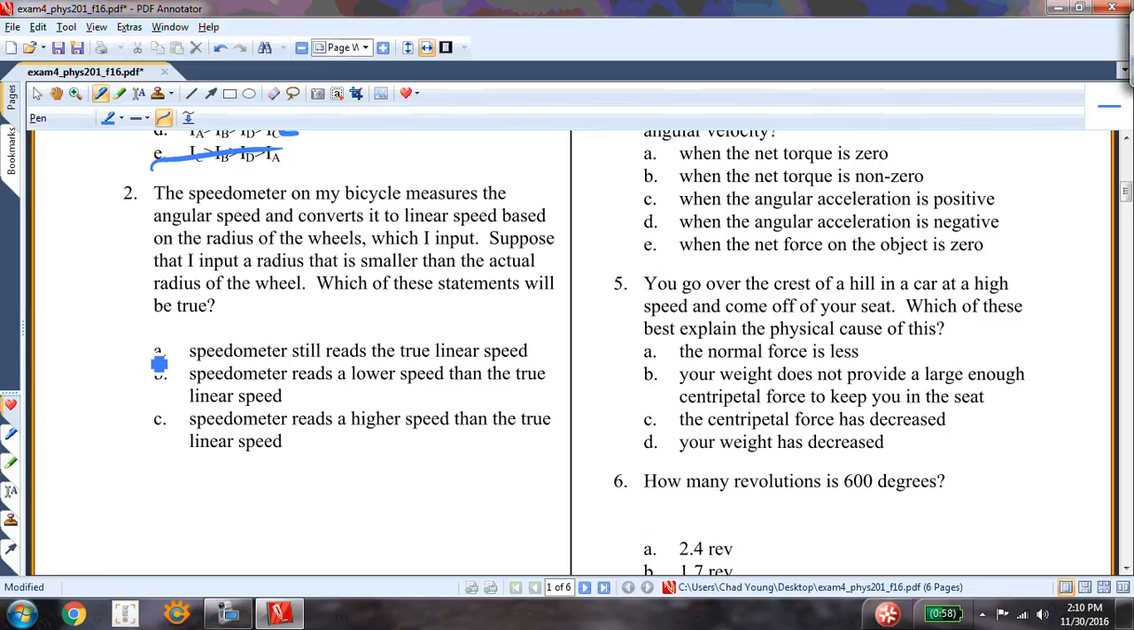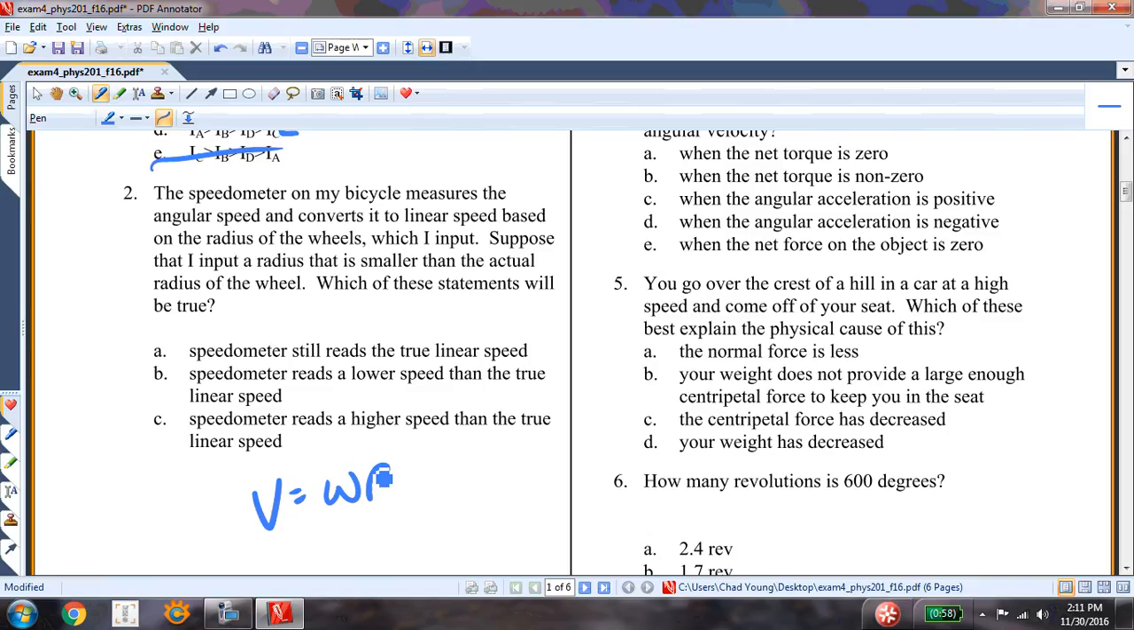The speedometer on my bike measures the angular speed and converts it to a linear speed. It does that based on this relationship. So the speedometer measures omega, and then I put in the radius of the wheel, and it calculates a speed, and that's what it reports on the speedometer. That's how your car speedometer works too.